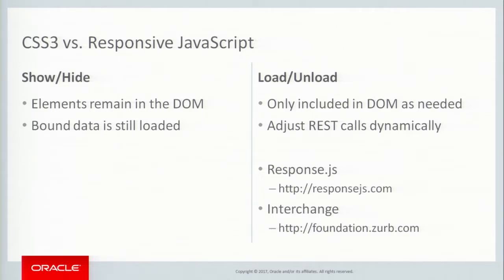Now there are two different libraries I wanted to mention here. The first one is Response.js, the first library to do this JavaScript responsive API. The second one was introduced by a company called Zurb. They have a UI framework called Foundation, and they have a piece called Interchange, which does this responsive JavaScript thing. So now you can actually adjust the backend of your business logic using JavaScript, depending on the view size.